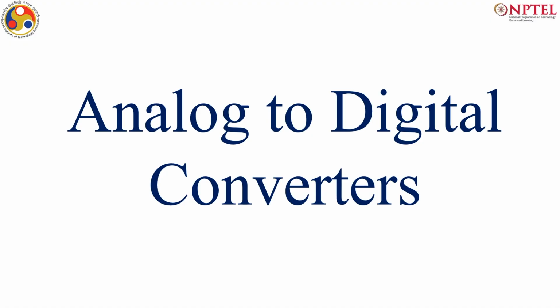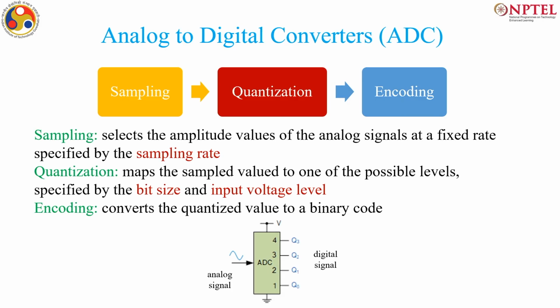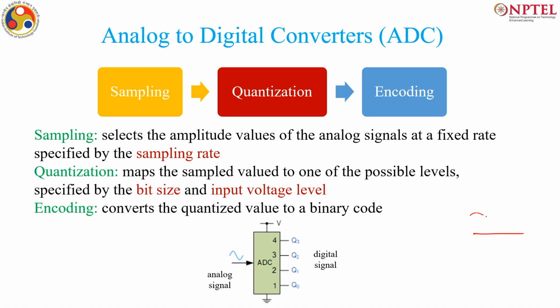And that is the next topic, which is analog to digital converters. An ADC typically has 3 stages: sampling, quantization and encoding, and that is very easy to remember. So, what is sampling? We have the signal, and we have explained. This is the analog signal in time, a voltage varying with time.